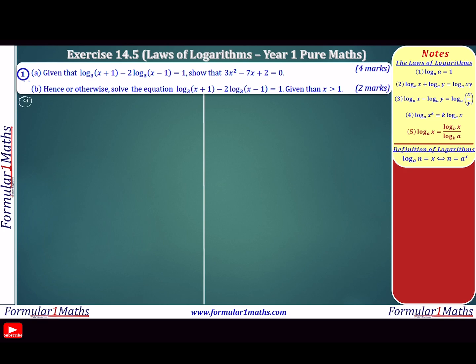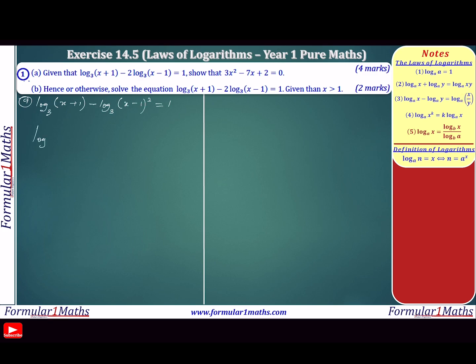So for A, I'm going to rewrite the whole equation, but this time I'm going to change this term using the power rule over here as follows. Log to base 3 of (x plus 1) minus log to base 3 of (x minus 1) all squared is equal to 1. That's the first step. And then I'm going to use rule number 2 to rewrite the left-hand side of the equation as follows.